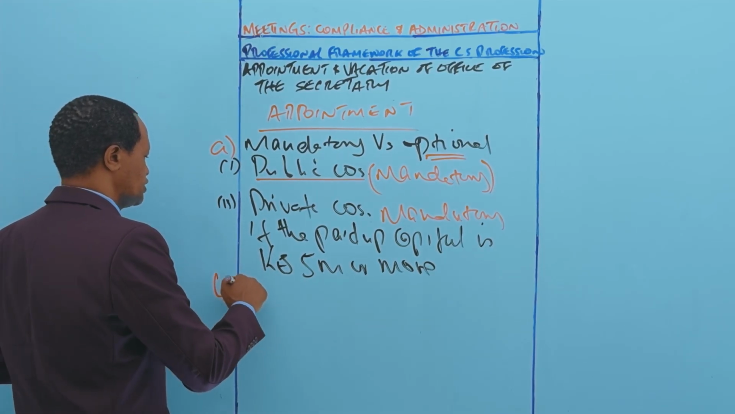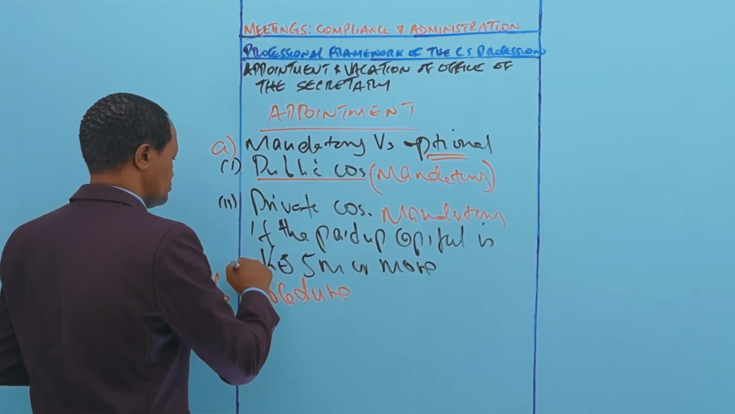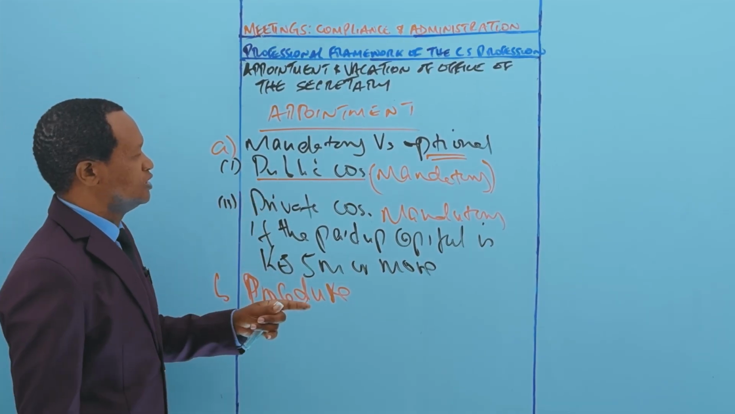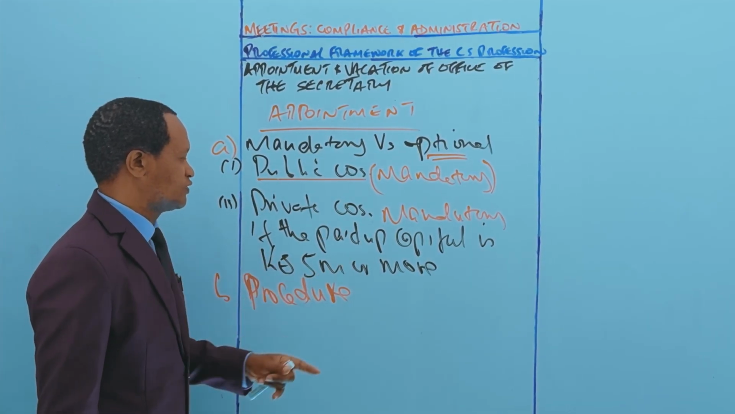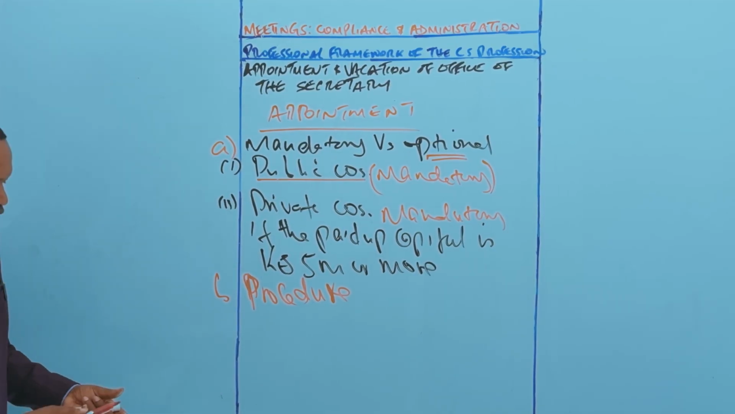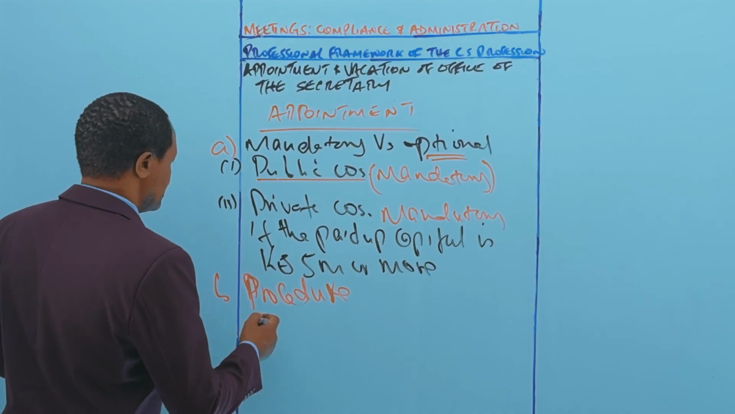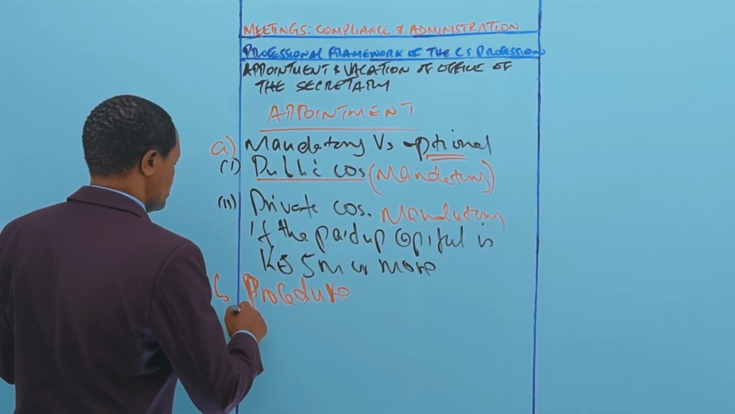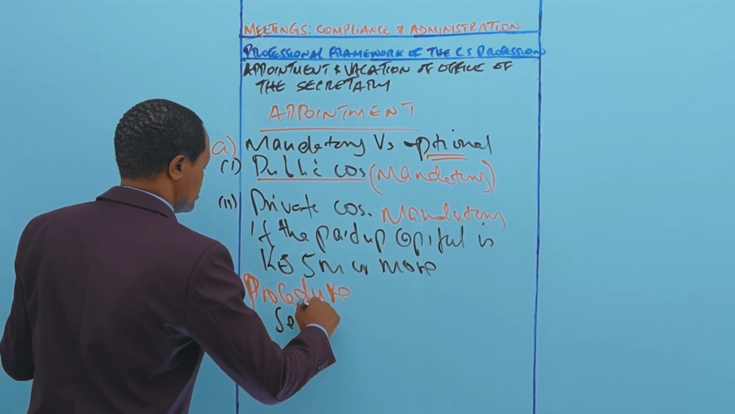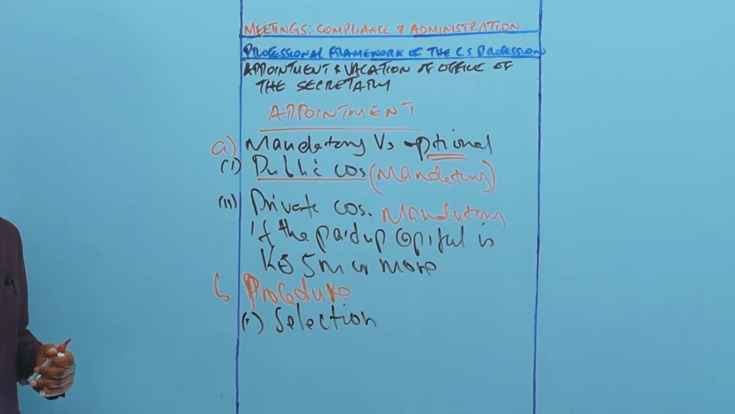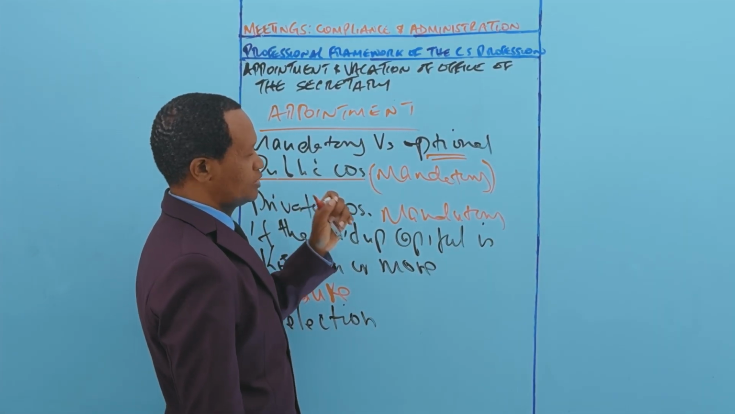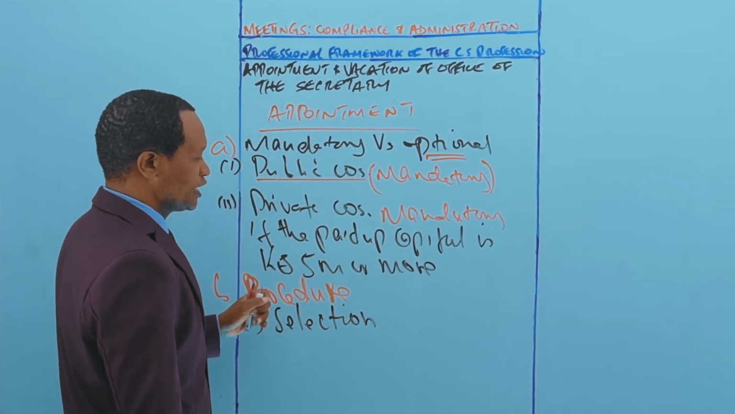Then we come to the procedure. What is the procedure for appointment? If it is a public company or a private company whose paid up capital is 5 million shillings or more, what procedure has to be followed? Step number 1 is selection. Here, it is the role of the board. The appointment is the responsibility of the board. So the board has to select.